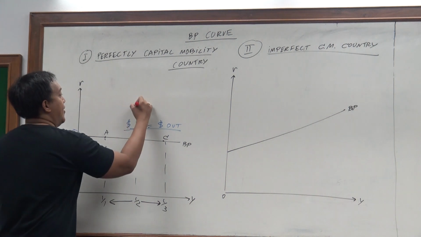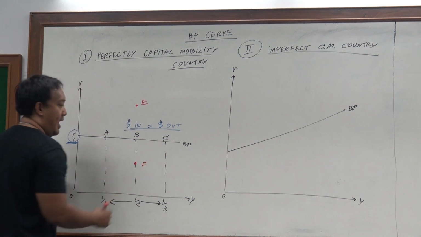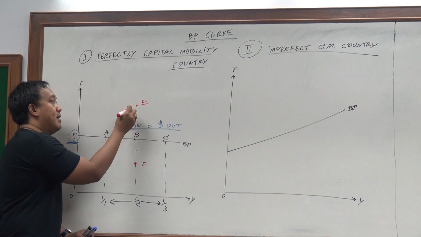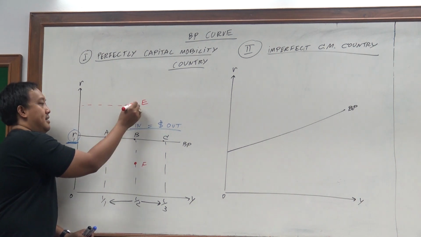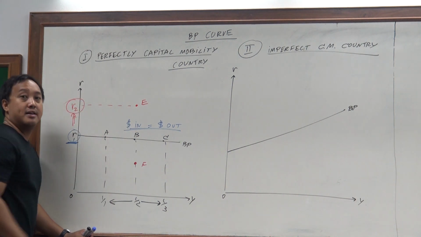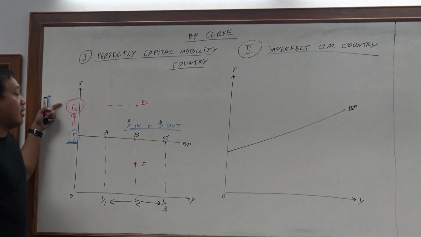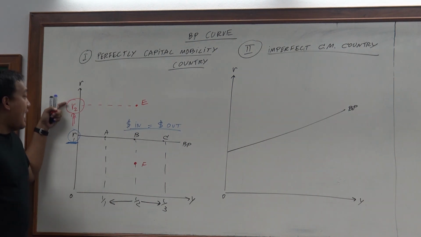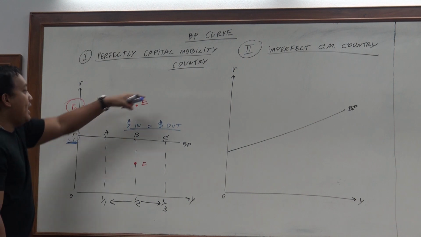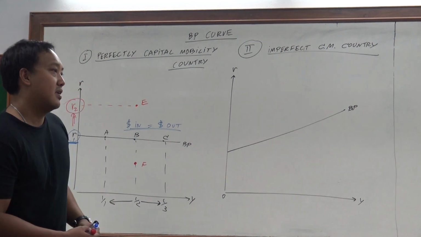any point above the curve, for example point E, or any point below the curve, for example point F. Any point located above the curve, for example point E, means that the real interest rate is too high. Any point above the BP curve means the real interest rate is higher than normal, higher than usual, higher than R1. So what does it mean?